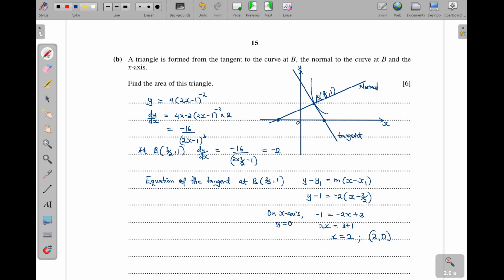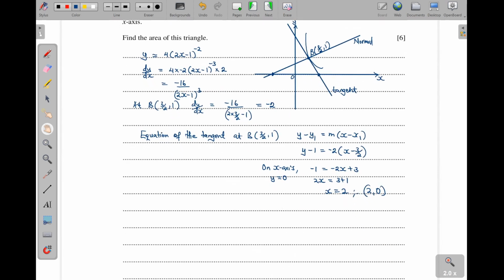Then we do the same. We go and find the equation of the tangent, I mean, the equation of the normal. But we begin with the gradient of the normal. Since the normal and the tangent are perpendicular lines, the gradient of the normal will be equal to negative 1 over the gradient of the tangent, which is negative 2, because you know that the product of the gradients of two perpendicular lines is always equal to negative 1. That is what you write as m1 m2 is equal to negative 1. So this will give us a positive half.